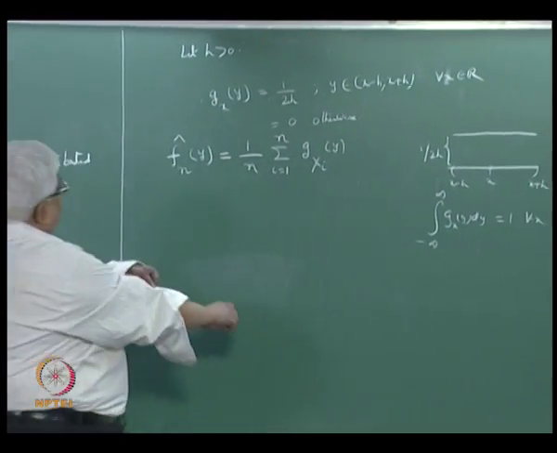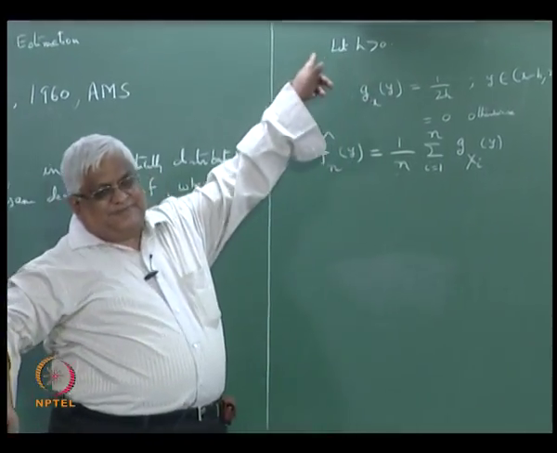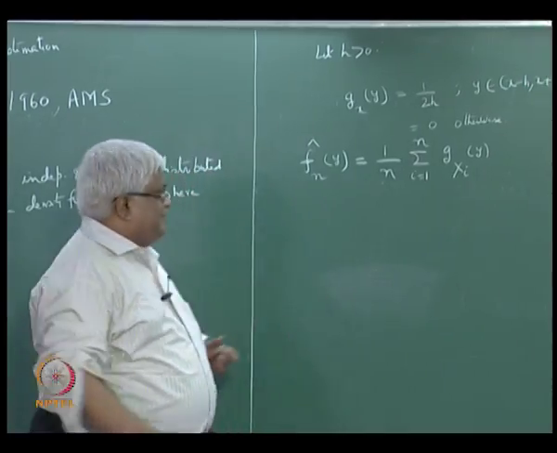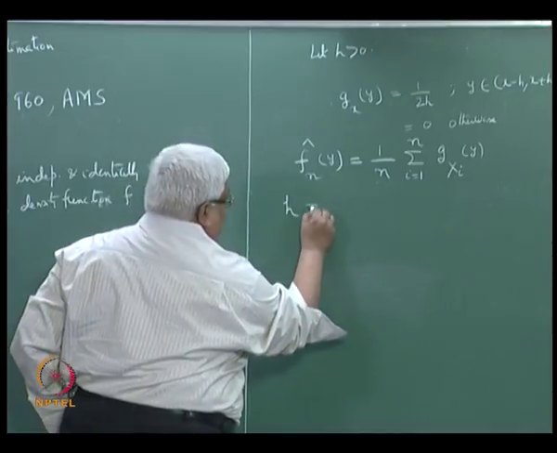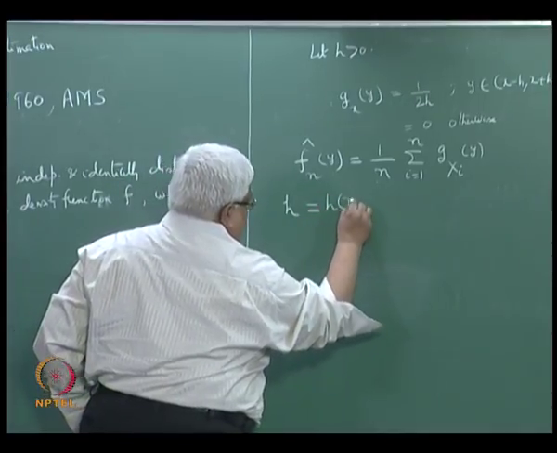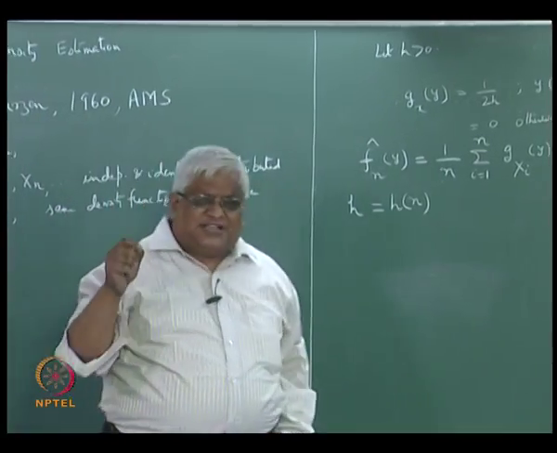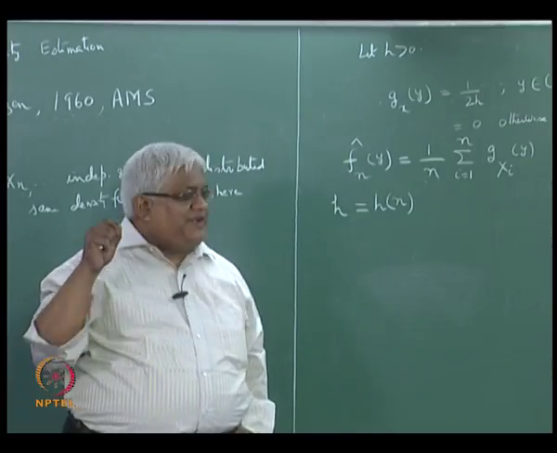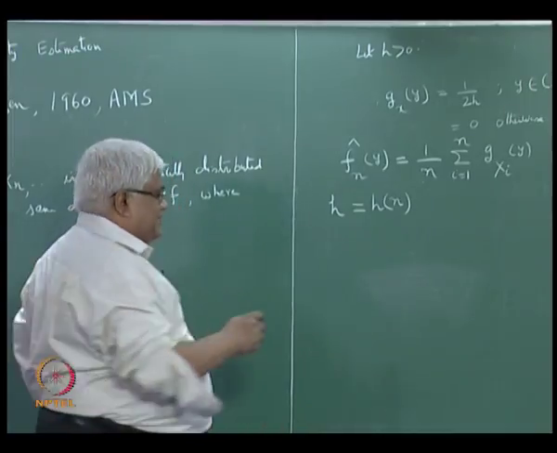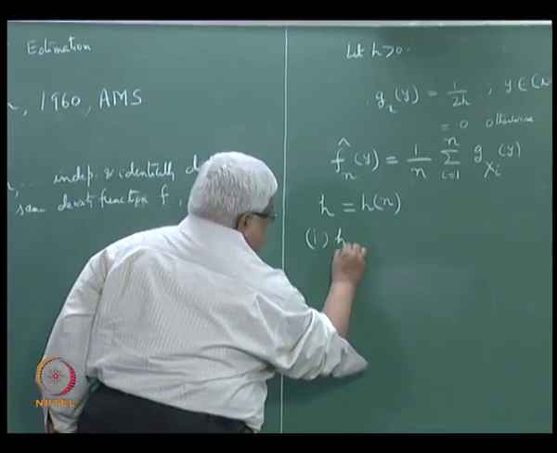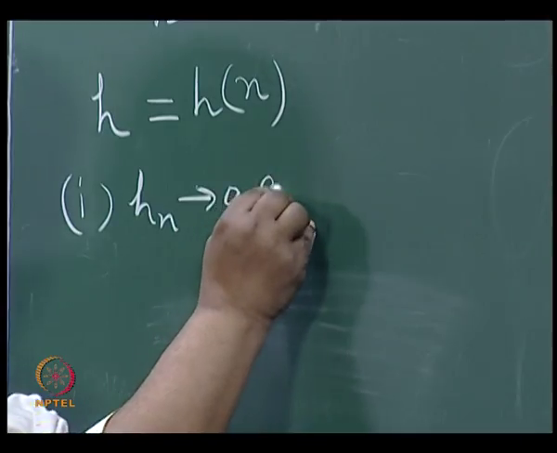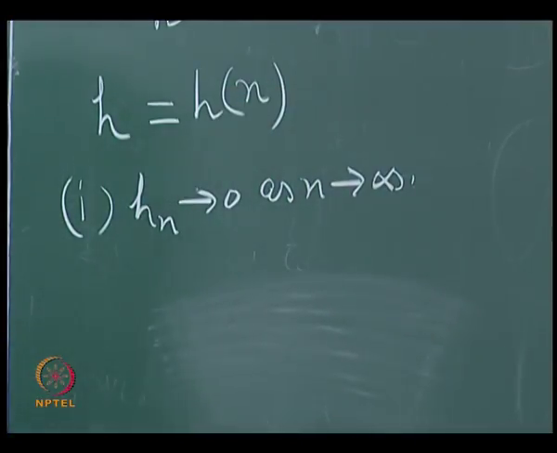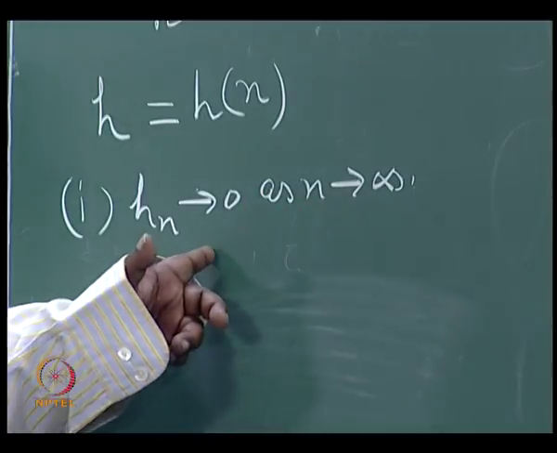The first condition is regarding this h. H needs to be a function of n. So, let me just write it as h n. N is the number of points. Now, as the number of points n goes to infinity, h n should go towards 0. That is the first condition. As n goes towards infinity, h n goes towards 0.